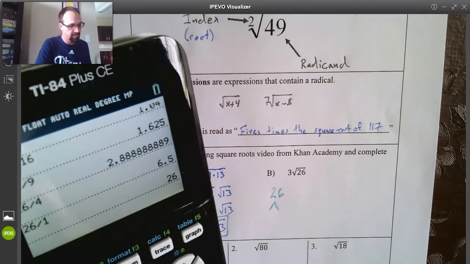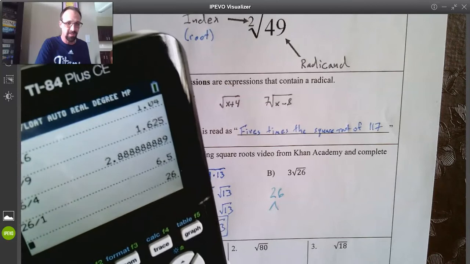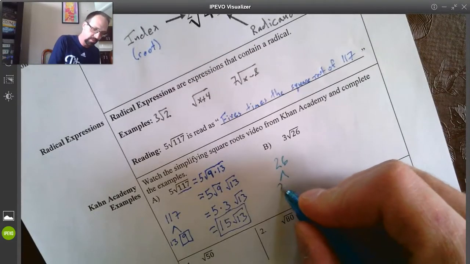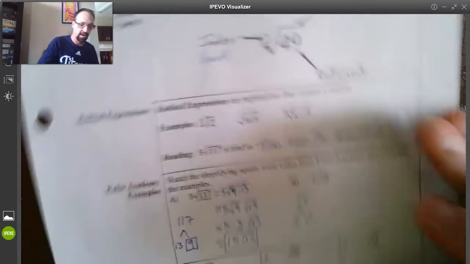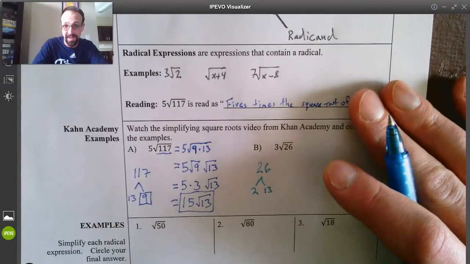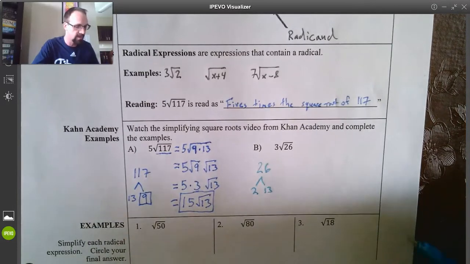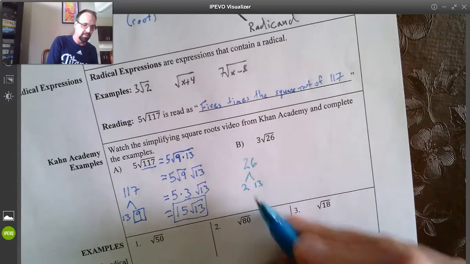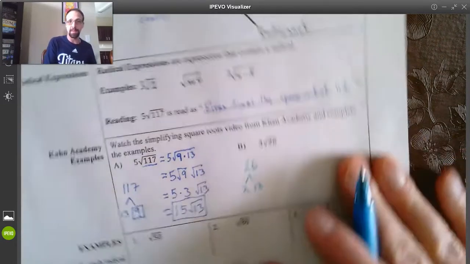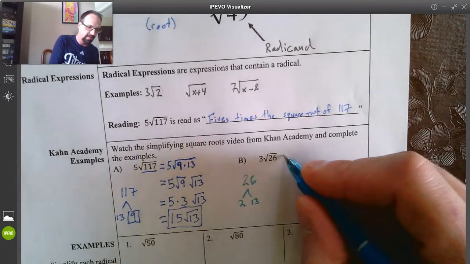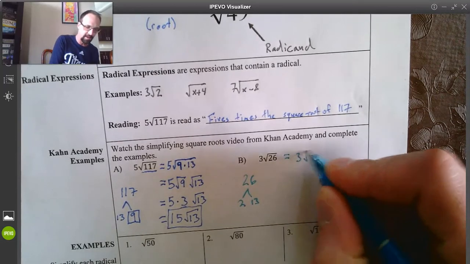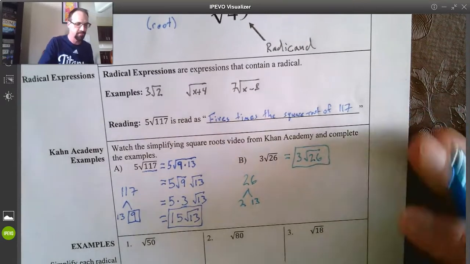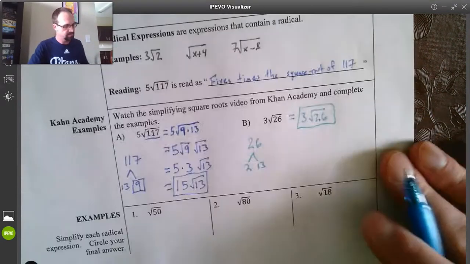So this tells me that the only two numbers that go into 26 are going to be prime numbers. And in fact, 2 and 13 are the only ones that go into 26. Now 4 was close, but 4 gave us a remainder, so we've got to be careful about that. So this one, because I can't pull out a perfect square, it's actually just kept as 3 times the square root of 26. You can't simplify it any farther, so we just leave it like that. That's how that one works.